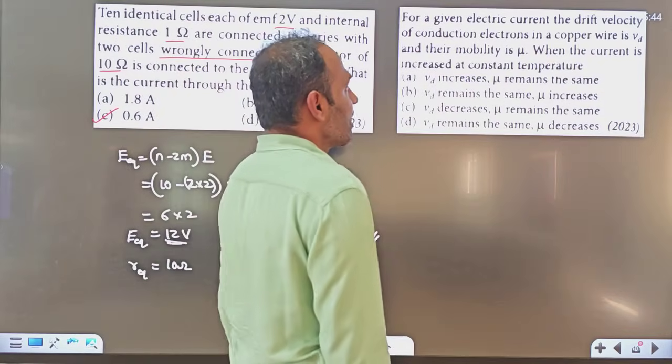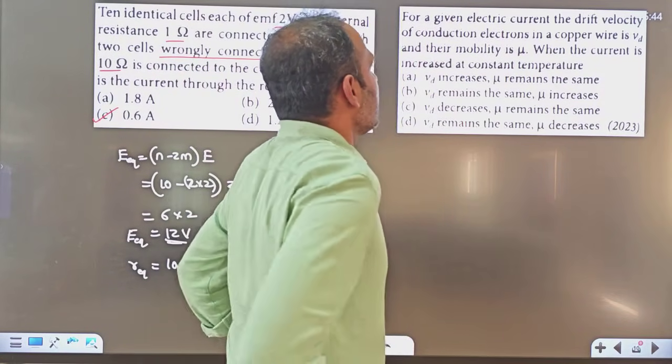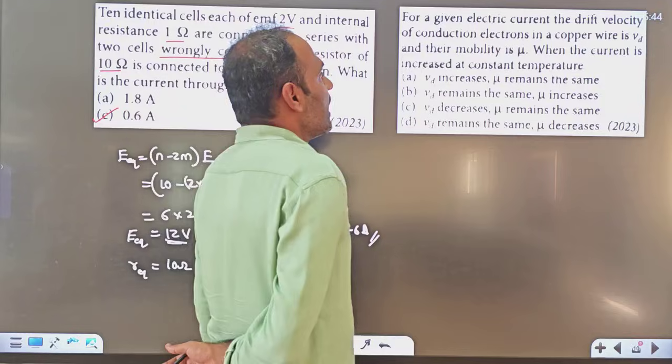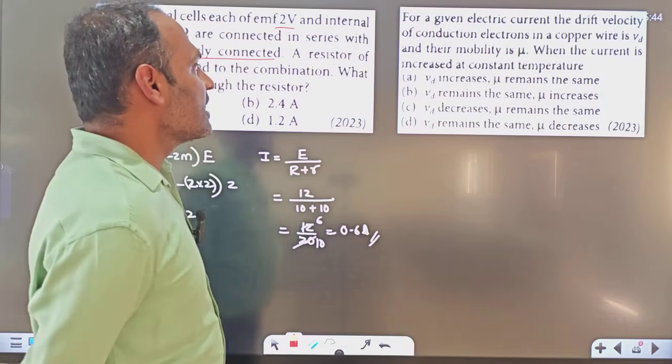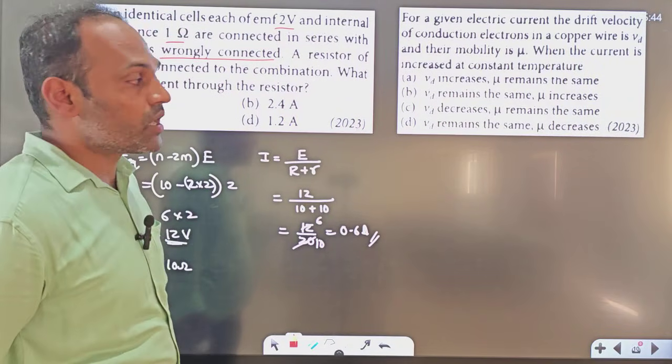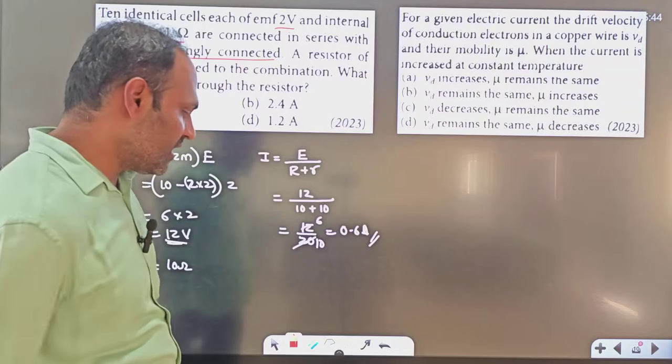For given electric current, the drift velocity of conduction electrons in a copper wire is Vd and their mobility is mu. When the current is increased at constant temperature, what happens to drift velocity? What happens to mobility? They are asking.